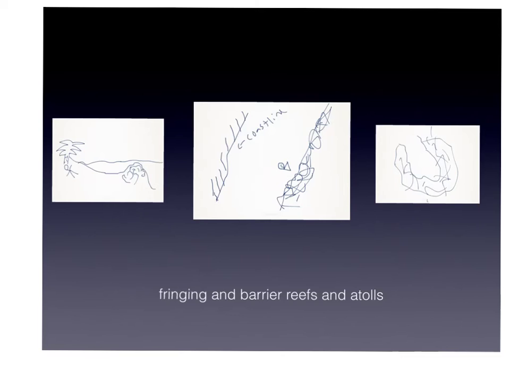A fringing reef is a coral reef that forms not too far away from the shoreline, as you can see in the picture all the way on the left. And a barrier reef is a reef that forms parallel to the coastline, which is kind of far away. And an atoll reef is basically a circular reef.